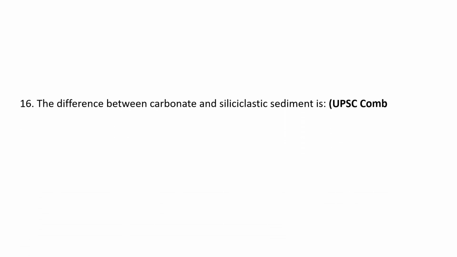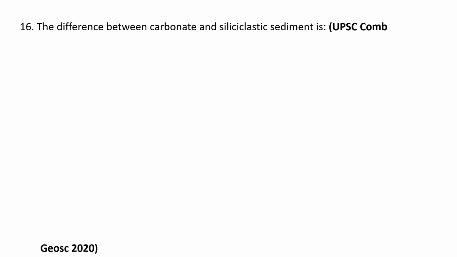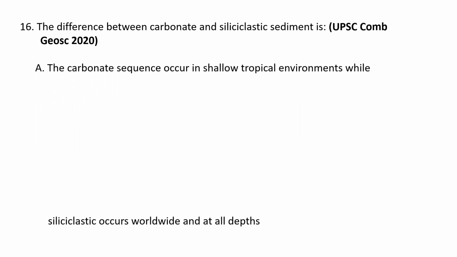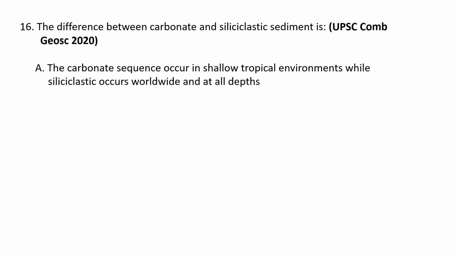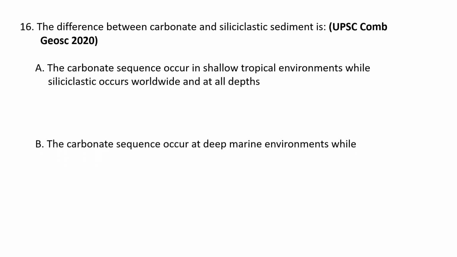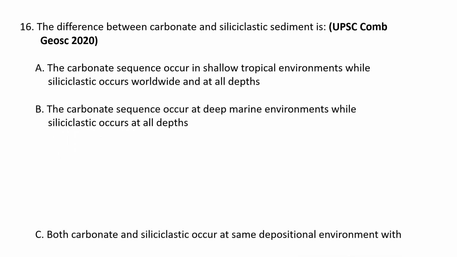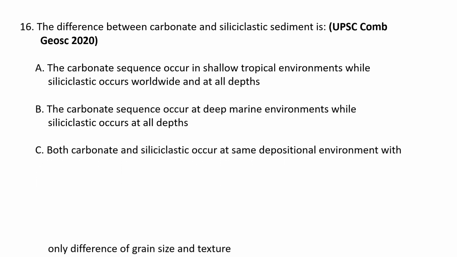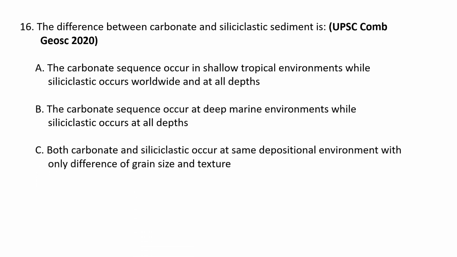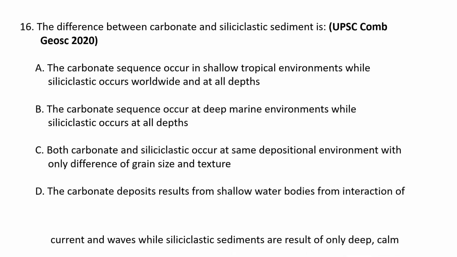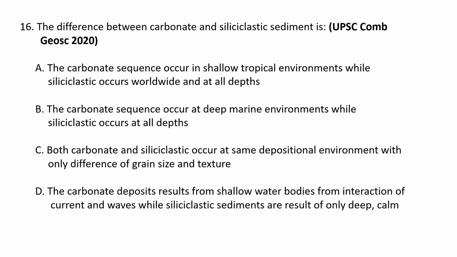Next question. What's the difference between carbonate and siliciclastic sediment? A. The carbonate sequence occur in shallow tropical environments while the siliciclastic occurs worldwide at all the depths. B. The carbonate sequence occur at deep marine environments while the siliciclastic occur at all the depths. C. Both carbonate and siliciclastic occur at the same depositional environment with only difference of grain size and texture. D. The carbonate deposits result from shallow water bodies from interaction of current and waves, while siliciclastic sediments are the result of only deep calm water deposit.